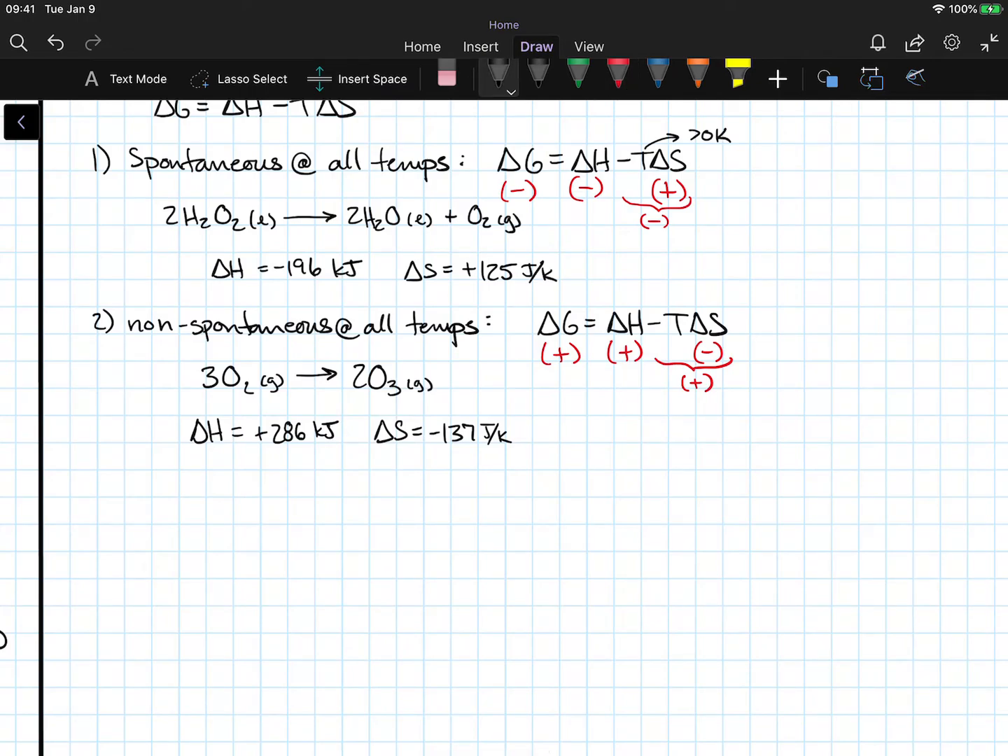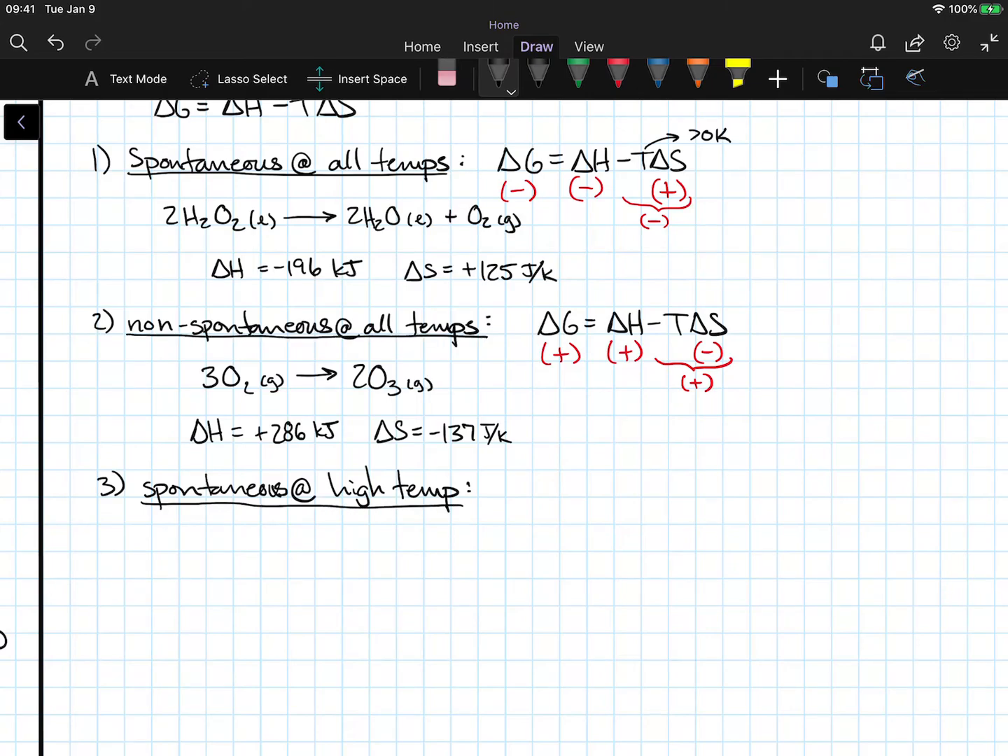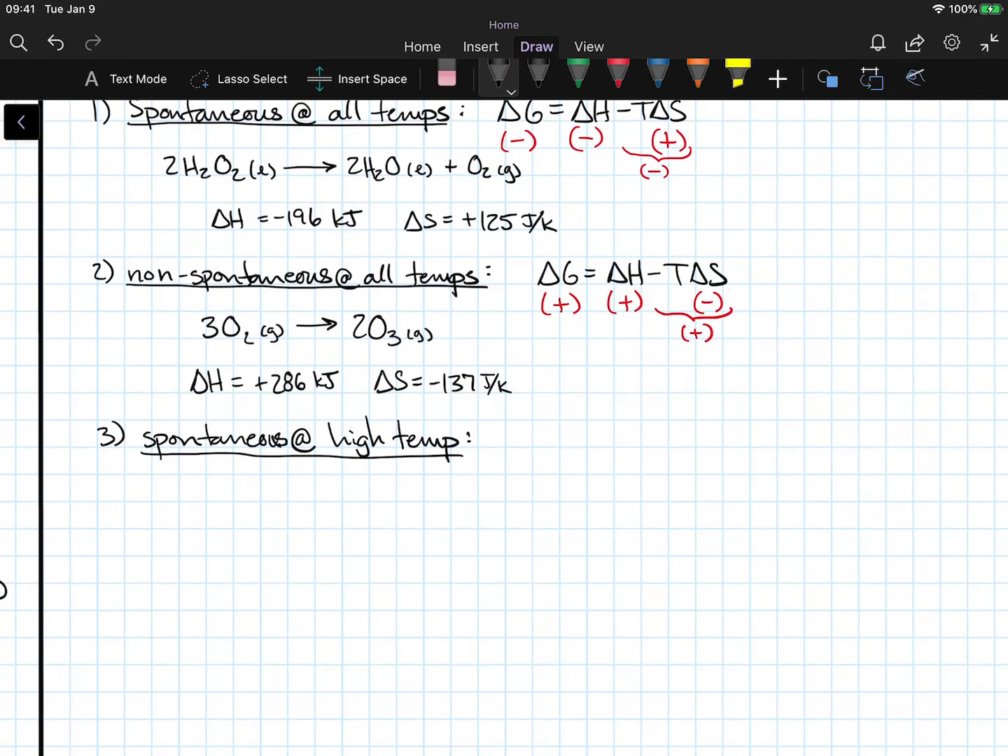There are two more cases that do depend on temperature. So reactions that become spontaneous at higher temperatures. So we'll just say at high temp. And I'm going to be very vague here because, as we're going to see in a moment, there's actually a certain temperature when these types of reactions can switch from spontaneous to non-spontaneous. So we're just going to say at high temperatures.